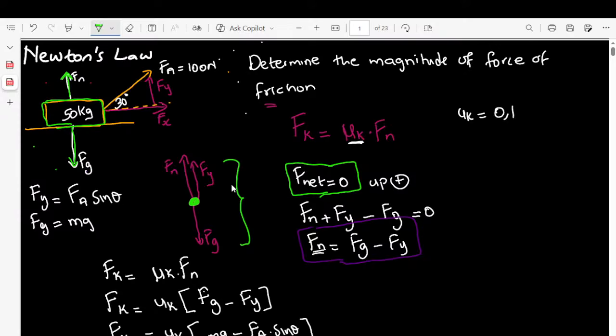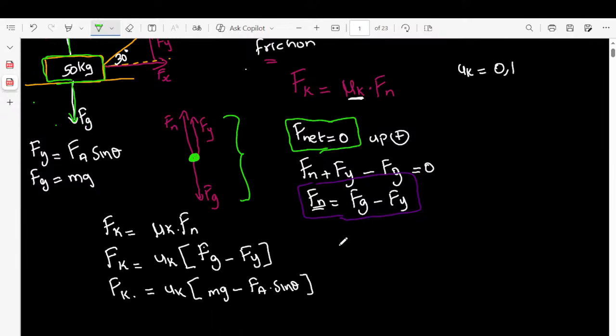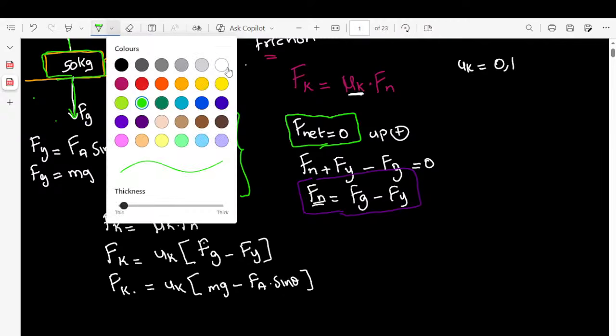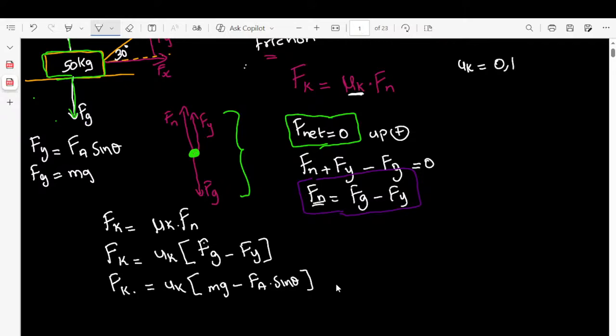I hope this makes sense. So now it will be easy for us to calculate everything. We just have to substitute what we are given. So we're going to say our Fk is equal to the coefficient. Look at this, it's given as 0.1.